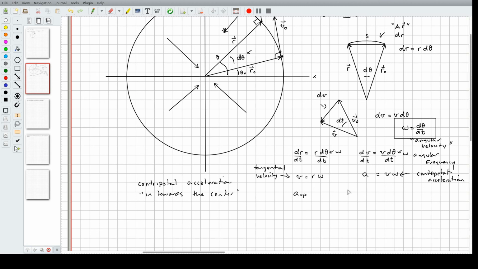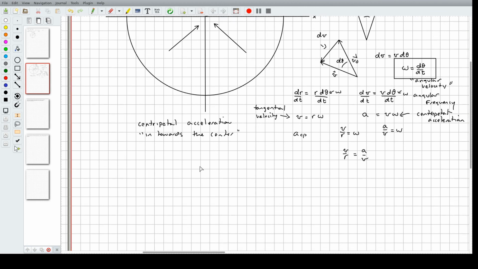So V over R is equal to omega. A over V is equal to omega, meaning that V over R and A over V are equivalent. So if I solve for A here, A is V squared over R. And this is the conventional way that you see it written.